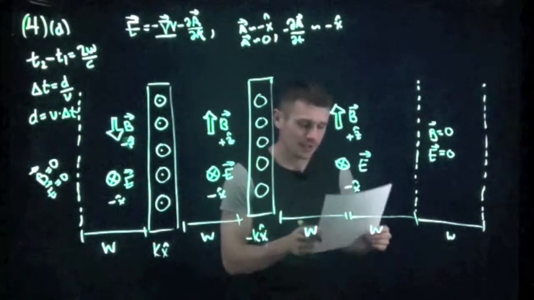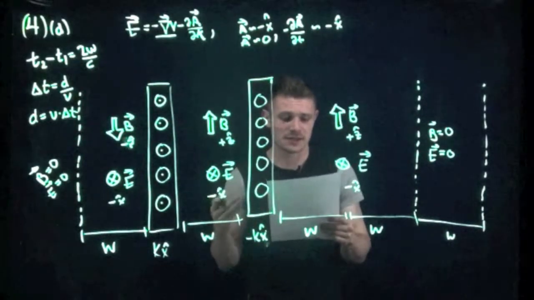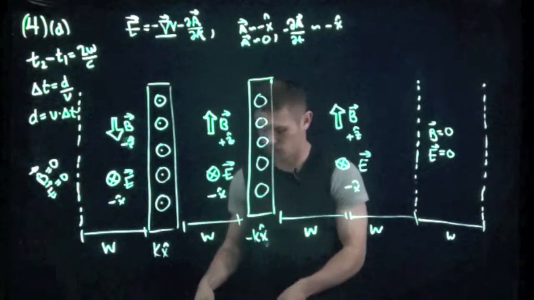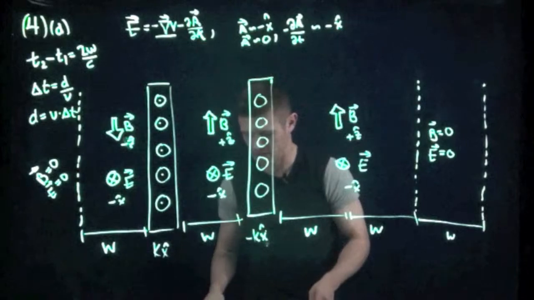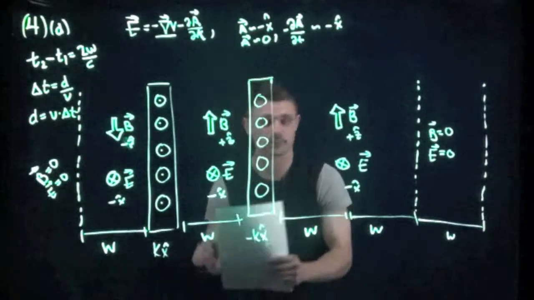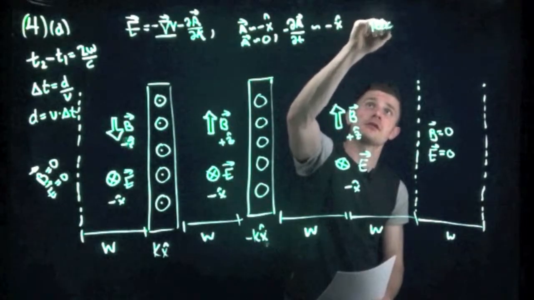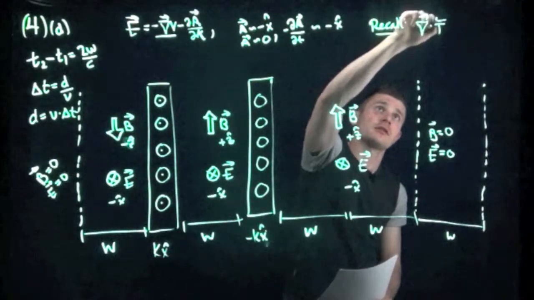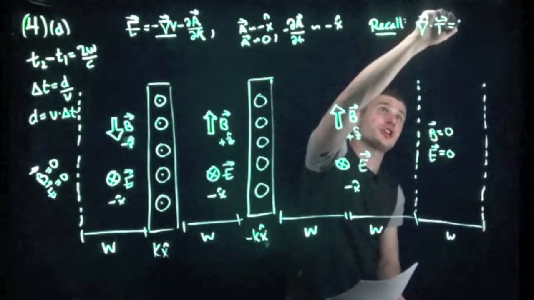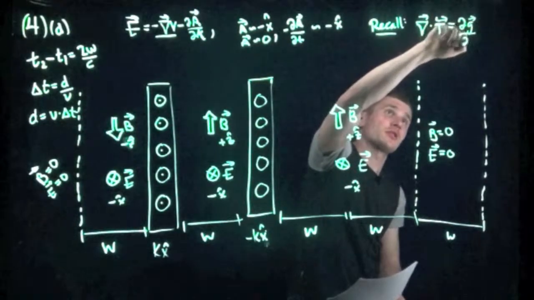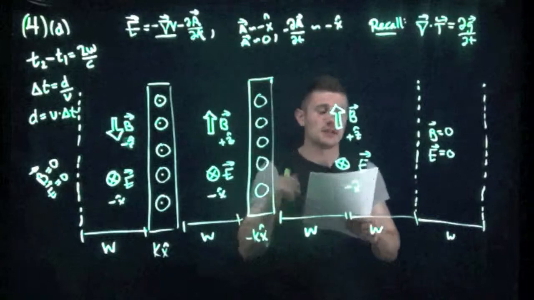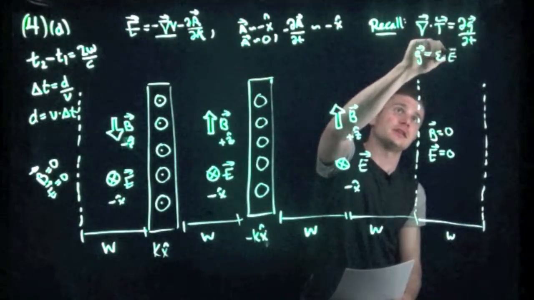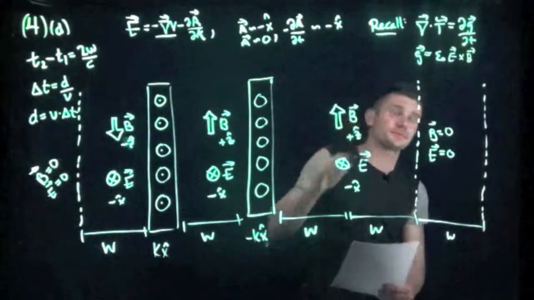Stepping into part E, it asks us what we can say about the momentum density and the divergence of the Maxwell stress tensor after the current is turned off. So we can recall quickly, and I have a little bit of space in the top corner, that the divergence of the Maxwell stress tensor is given by the change with respect to time of the momentum density g, where g is given by epsilon naught E cross B.